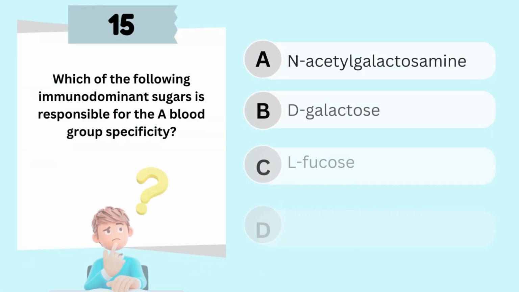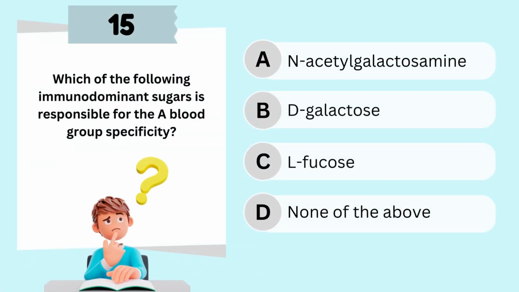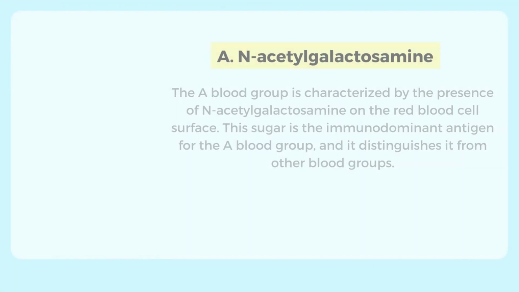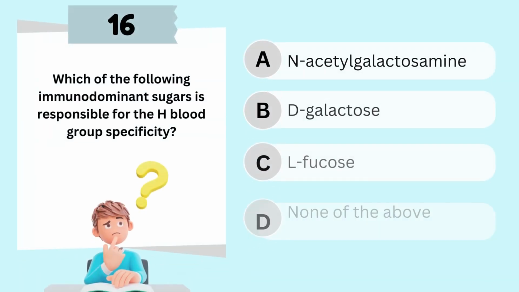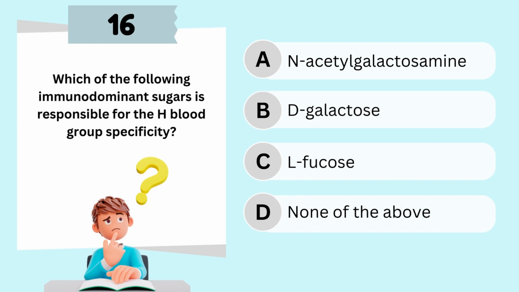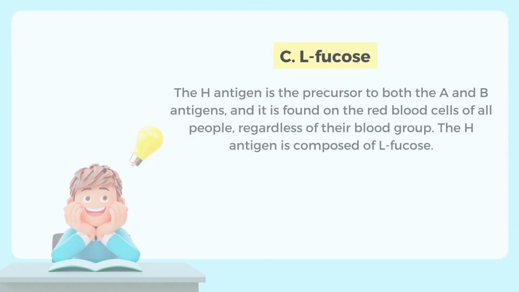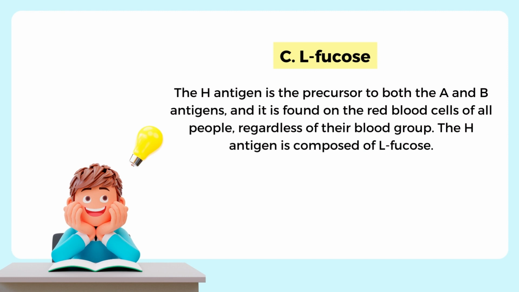Which of the following immunodominant sugars is responsible for the O blood group specificity? The correct answer is A. N-acetyl-galactosamine. Which of the following immunodominant sugars is responsible for the H blood group specificity? The correct answer is C. L-fucose.